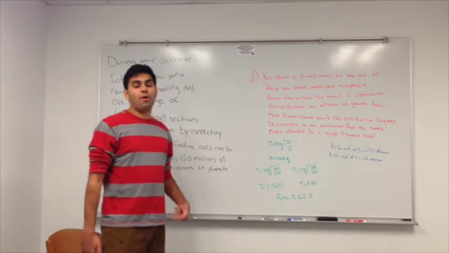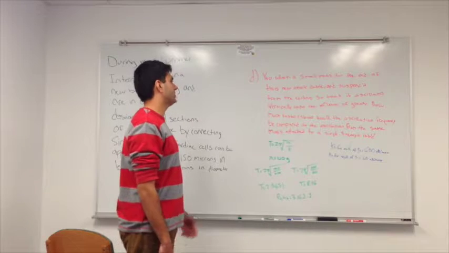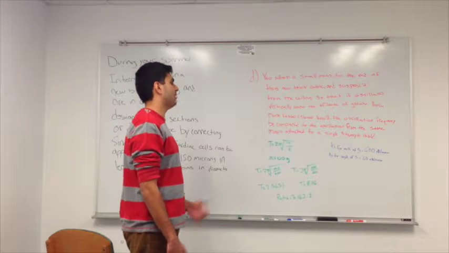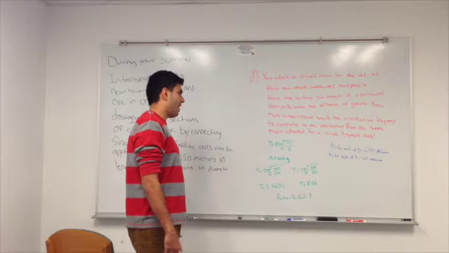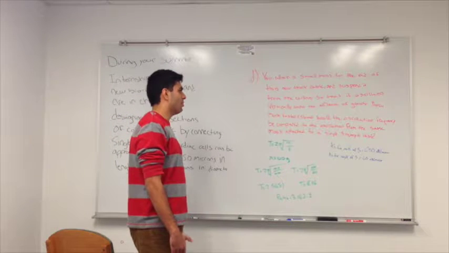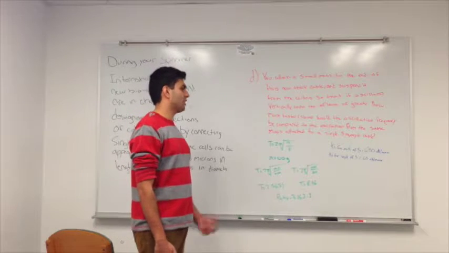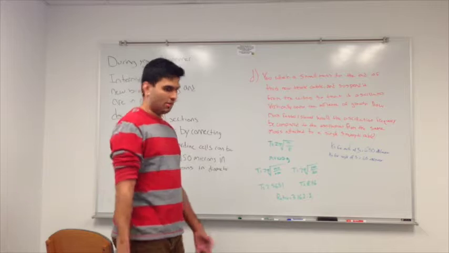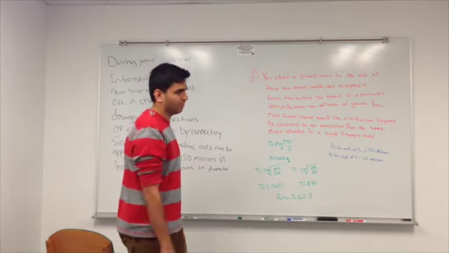Hey guys, so now I'm going to do part D of this problem. If we read it, it says, you attach a small mass to the end of this thick cable and suspend it from the ceiling so that it oscillates vertically under the influence of gravity. How much faster or slower would the oscillation frequency be compared to the oscillation from the same mass attached to a single 5 myocyte cable? So when looking at this problem, it's a lot of words, it seems kind of complicated. It's very, very simple actually.